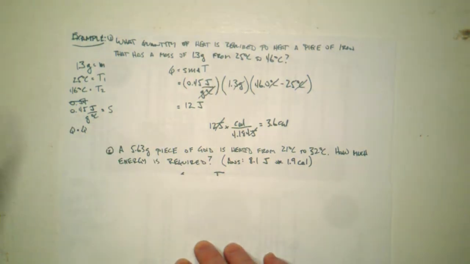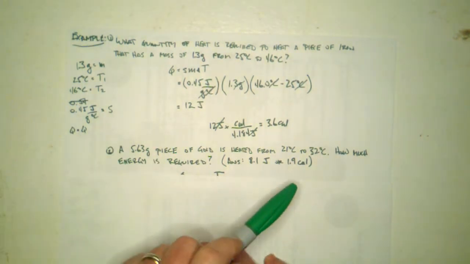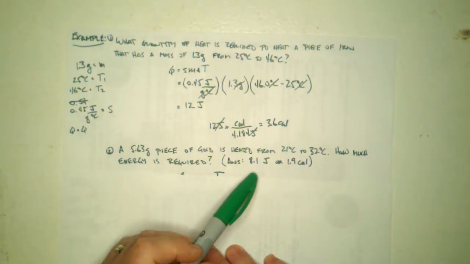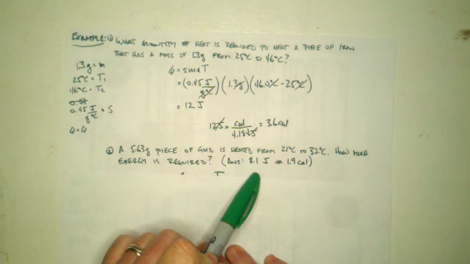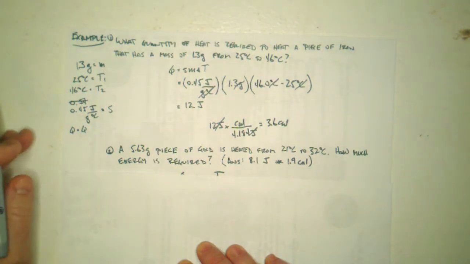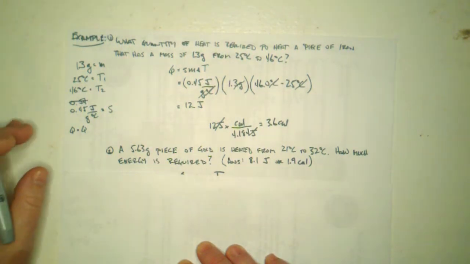So you have a 5.63 gram piece of gold. It's heated from 21 to 32 degrees. How much energy is required? Now you can work this on your own. I'll even give you the answer: 8.1 joules or 1.9 calories. Go ahead. Pause the tape. Try it. I said pause. Pause it. Okay.